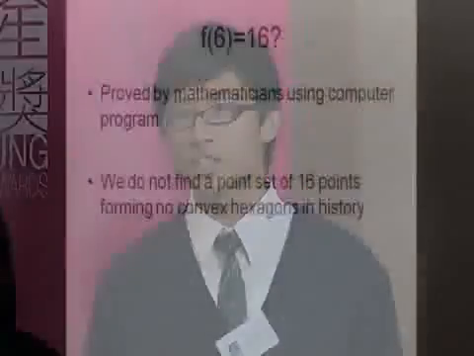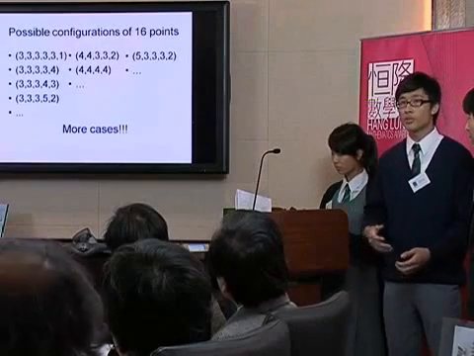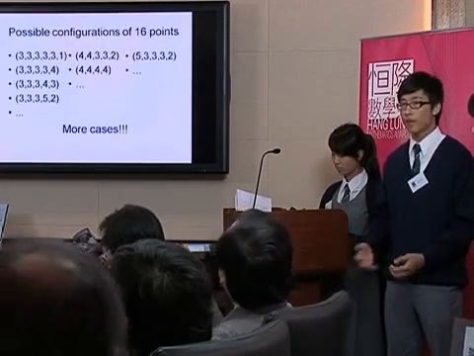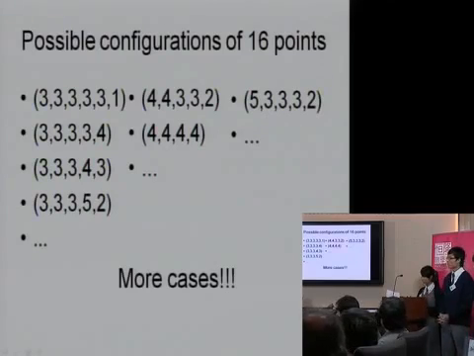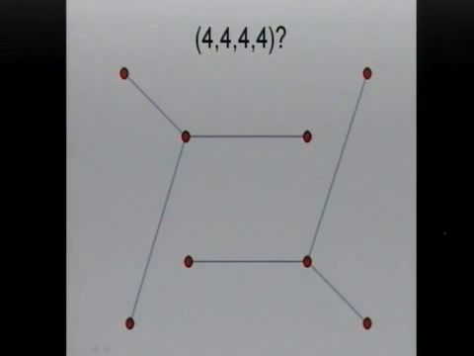But we don't think this kind of proof is elegant, because it is done by computers, and we do not find any graphical example of a point set of 16 points in history. Therefore, we try to find a graphical solution to F6, and we try to list all the configurations as we have done before for F5. As you can see on the screen, there are so many cases stated in the paper. There are 70 more cases, and we don't want to do this. Perhaps you may do it for us.